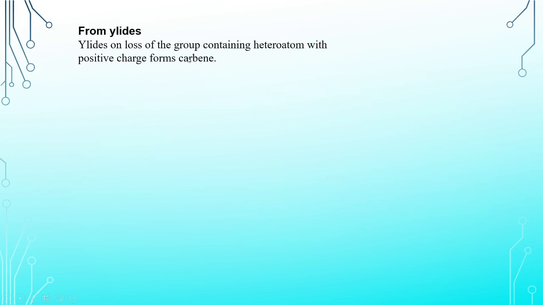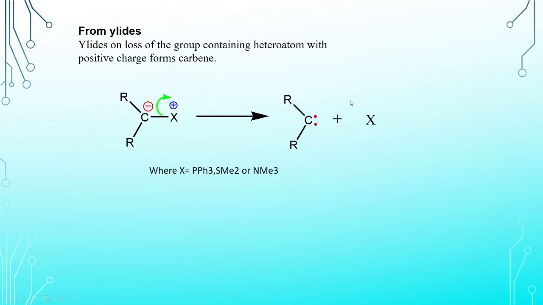From ylides also, when ylides lose the group containing a heteroatom with the positive charge, they form the carbene. This is the ylide, and after the loss of this X positive we get the carbene as a product, where X is PPh3, SMe2 or NMe3.